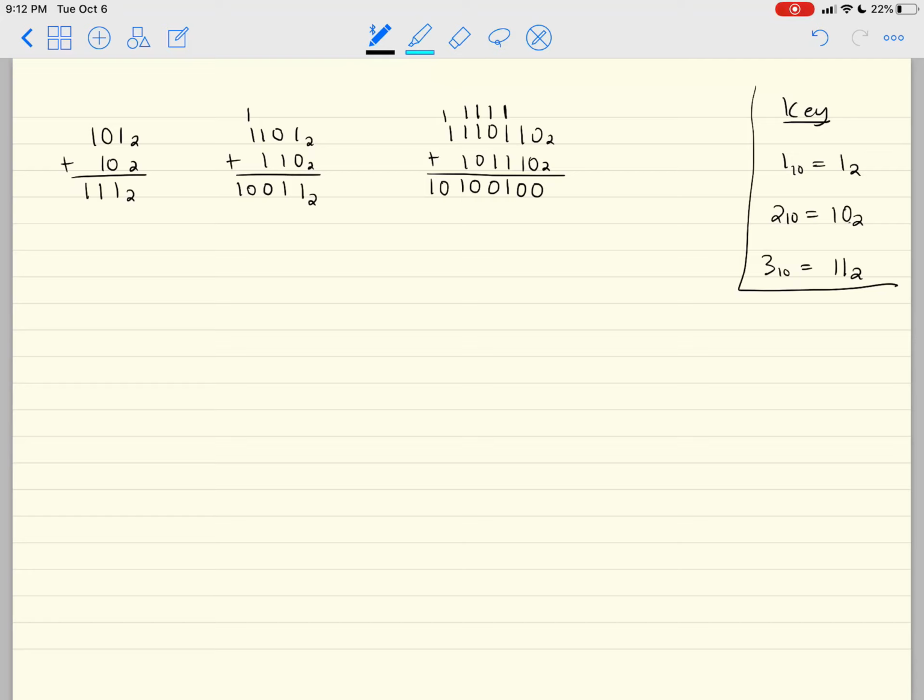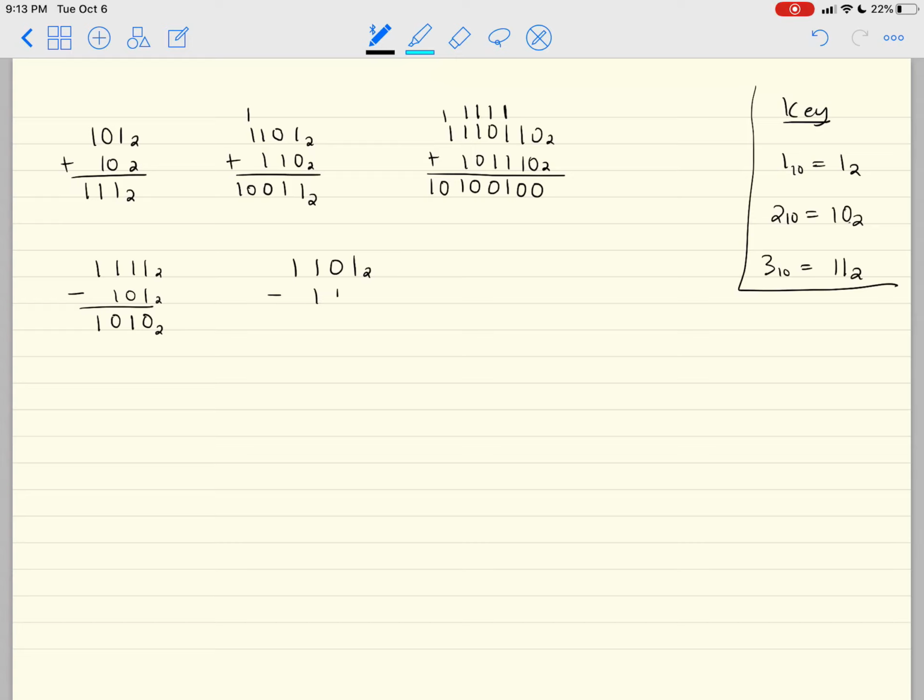I could also do subtraction. Same algorithm. 1 minus 1 is 0. 1 minus 0 is 1. 1 minus 1 is 0. 1 minus nothing is 1. I had to do nothing different because I didn't have to borrow.